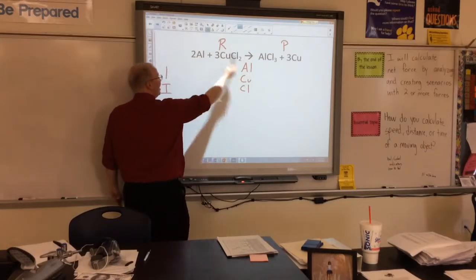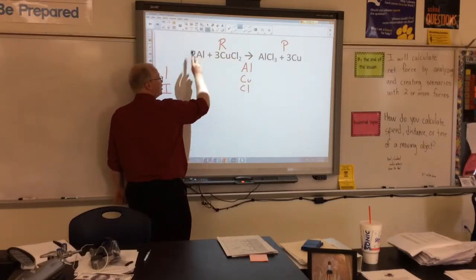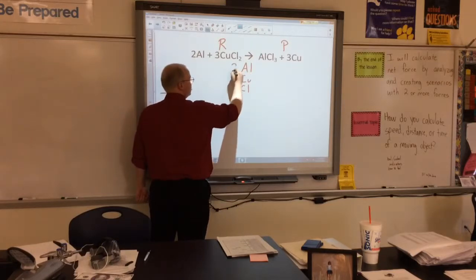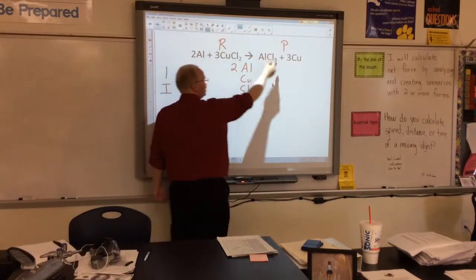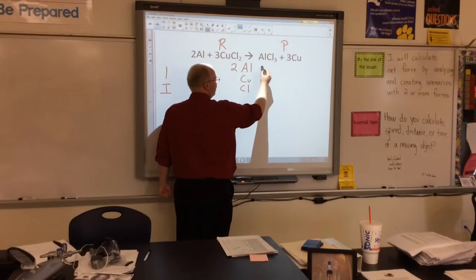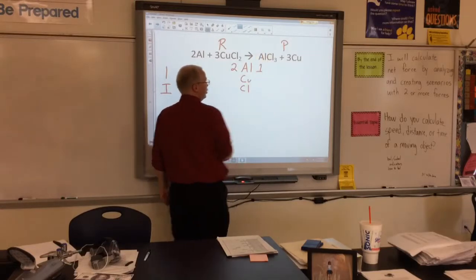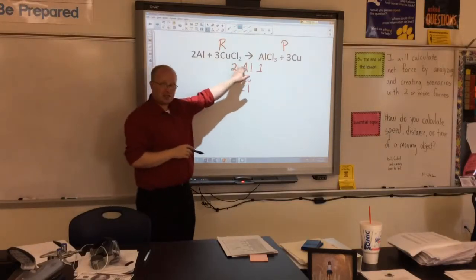Okay, on the reactant side, I have 1 Al times the 2 coefficients, so I have 2 Als. Go to the product side, I only have 1 Al right here. There's no subscript, so it's an understood 1, no coefficient. So right there, I can already see this is unbalanced.